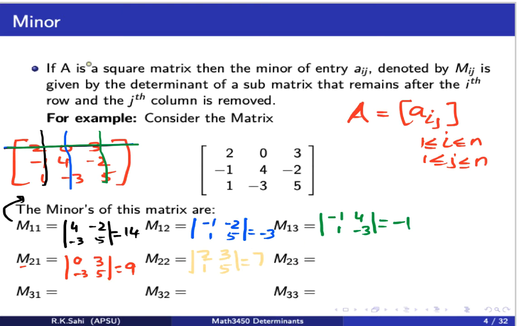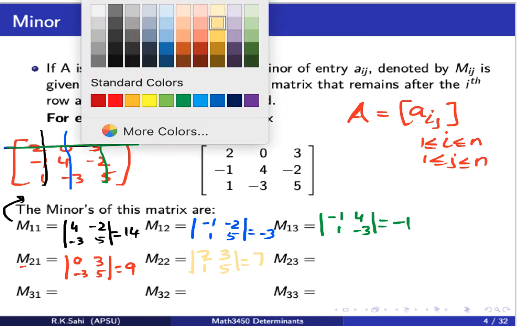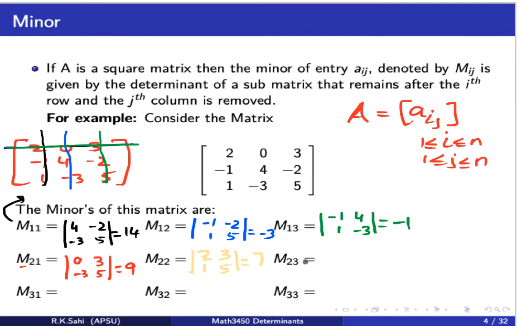Okay, what's M23? Let's look at darker colors here. Let's go for a very dark orange. So M23: cancel the second row, third column. So what is the determinant we're having? Second row, third. So 2 and 1 and 0 and minus 3. What are we left with? It's a minus 6.